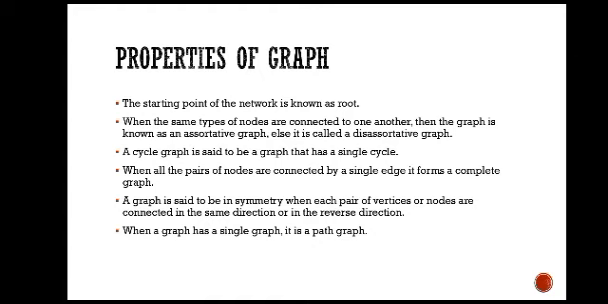A graph is said to be in symmetry when each pair of vertices or nodes is connected in the same direction or in reverse direction. When a graph has a single path, it is a path graph.